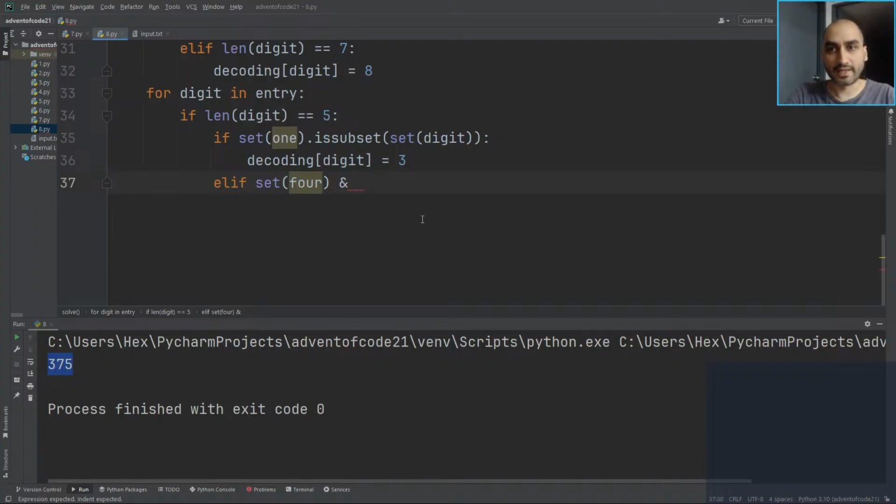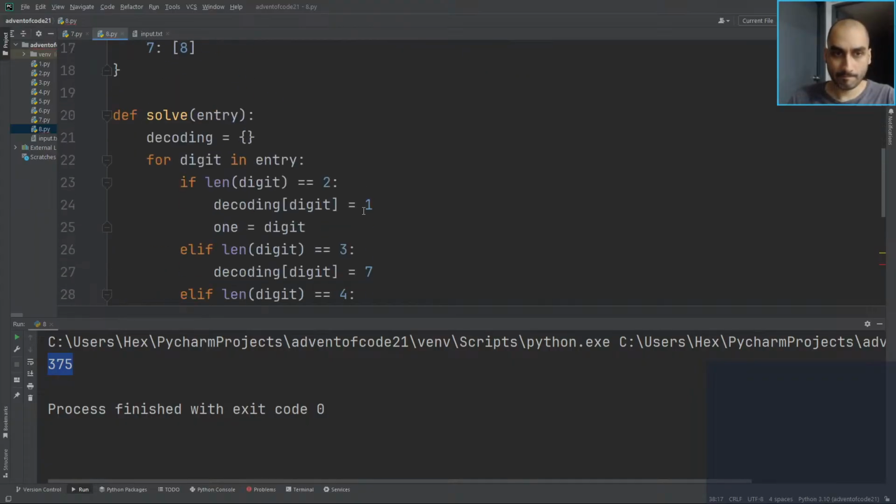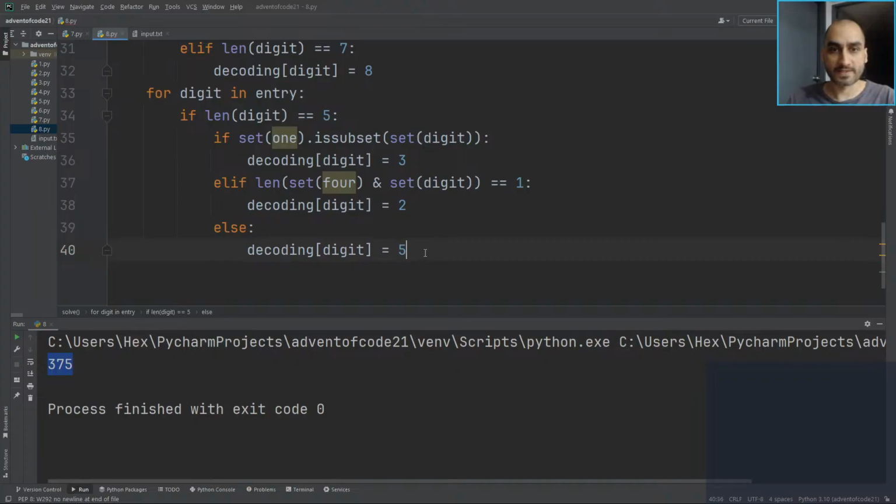So set 4 and set digit, length is 1. Then it can only be a 2, because it's just that middle bar. Okay, so that identifies those.